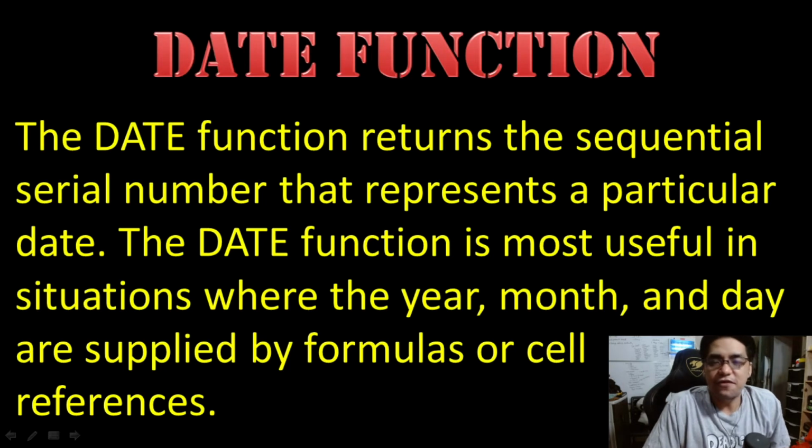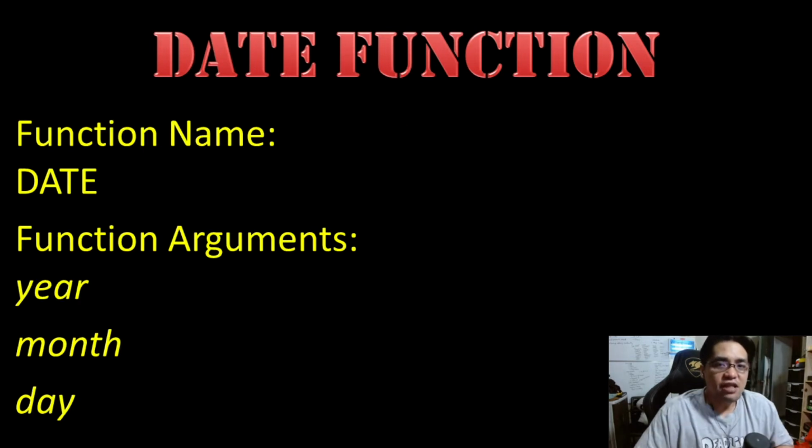And last function for this episode is the date function. The date function returns a sequential serial number that represents a particular date. The date function is most useful in situations where the year, month, and day are supplied by formulas or cell references. For the date function, the function name is date, and for the function arguments, you have 3. We're gonna need the year, the month, and the day.